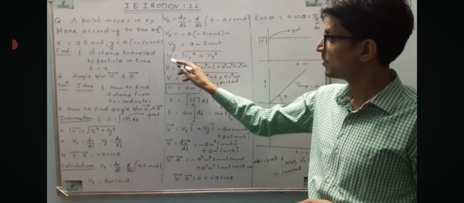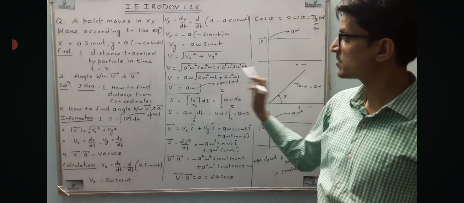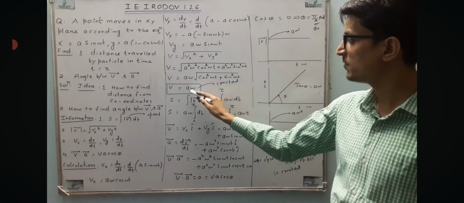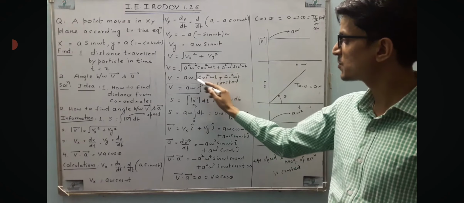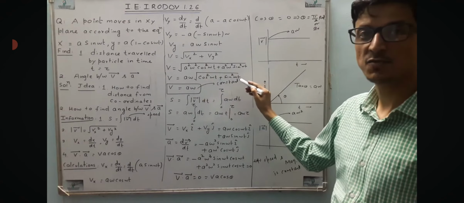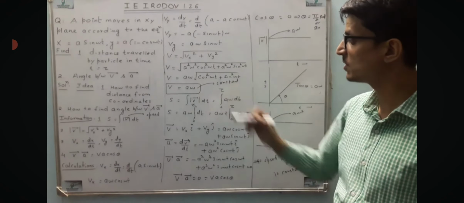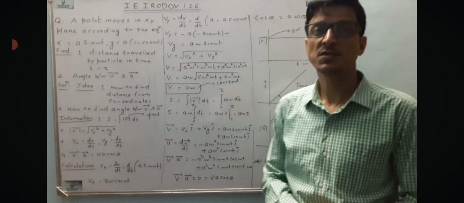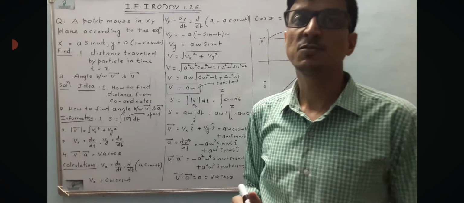Now speed is root under Vx square plus Vy square. After putting in the values, we have V is equal to a omega, because cos square omega t plus sin square omega t is 1. So V is equal to a omega, which is constant. That means the speed of the particle is constant.